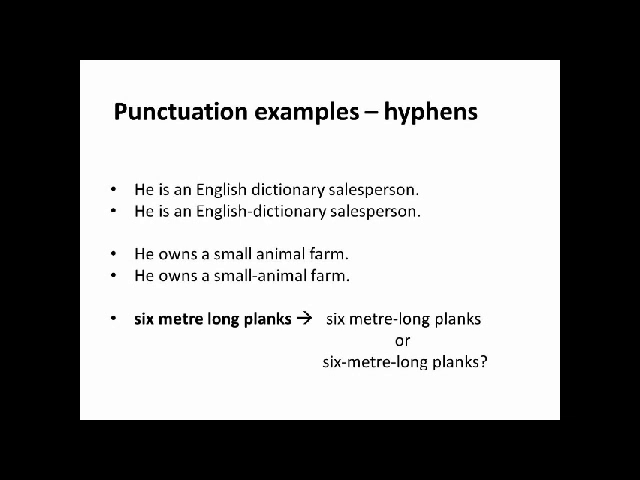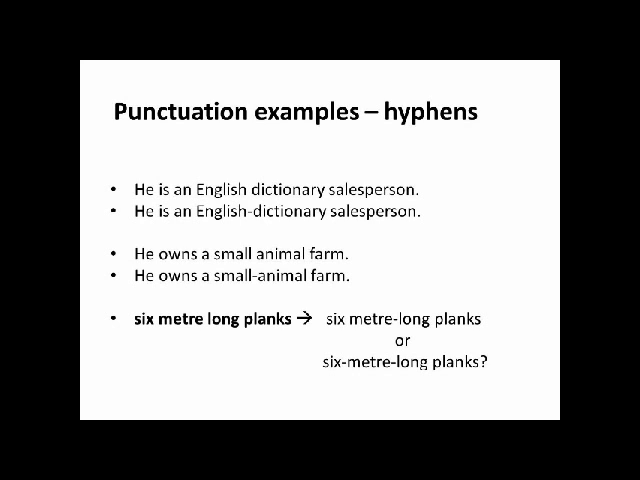It might seem straightforward, but if you read it again, you'll see that there are two possible interpretations. He's a dictionary salesperson who happens to be English in nationality, or he's a salesperson who sells English dictionaries. So our little hyphen, we can put it in to join the words that go together to describe the other thing, so we make our meaning crystal clear. So in the second, he is an English-dictionary salesperson. That hyphen serves to tell us that he is a salesperson of English dictionaries. Those things go together. That's the purpose of the hyphen in the compound adjective.